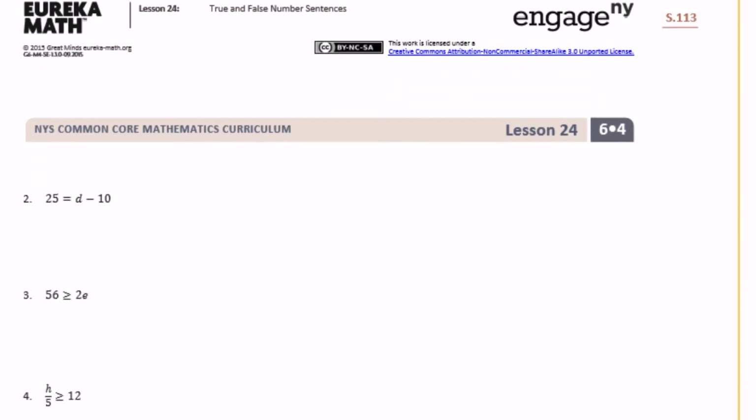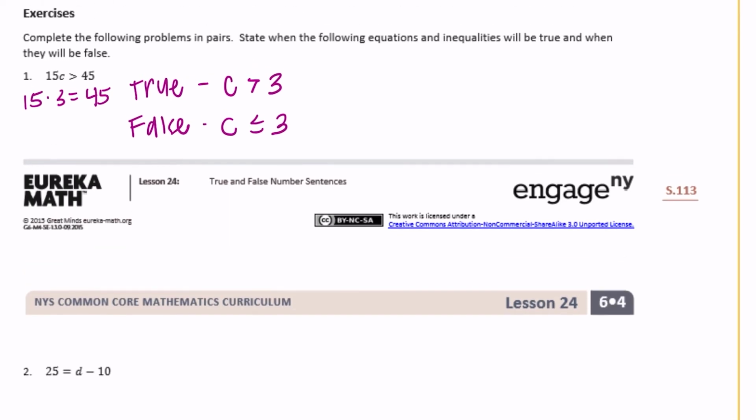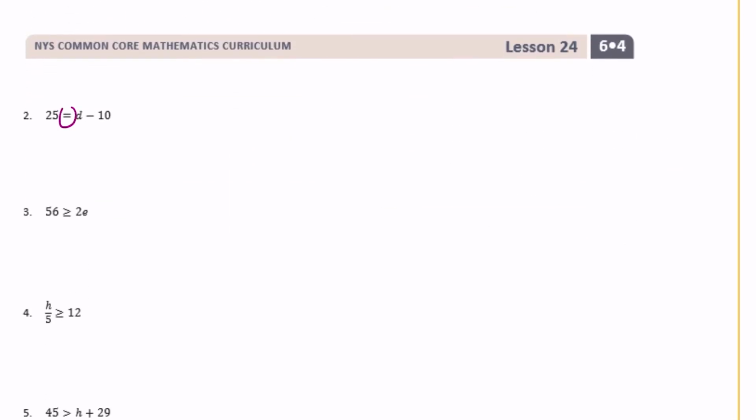25 is equal to D minus 10. So it has to be exactly equal. So what can we put for D to make something minus 10 is 25? Well, that would be 35. So for it to be true, D must be equal to 35. For it to be false, D is anything other than 35.